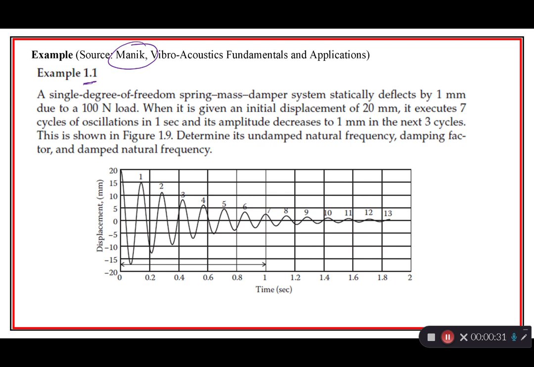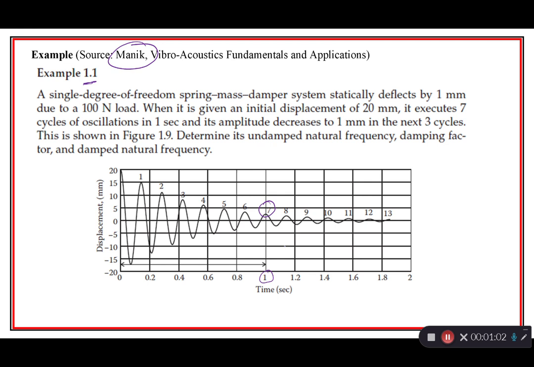So there's a clue. When it is given an initial displacement of 20 millimeters, it executes 7 oscillations in 1 second. So right here is 1 second. So the period would be 1/7, right? Because you have 7 cycles in 1 second. We have ourselves a period. That would be the damped period, and then we'd have the damped frequency.